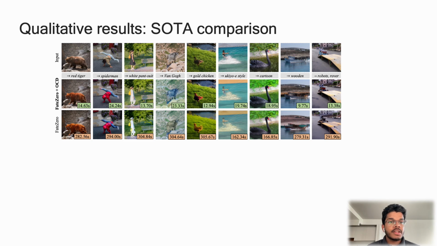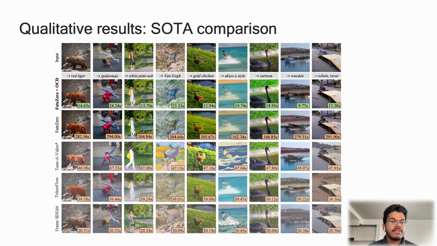And if we look at some qualitative comparisons, compared to our baseline FateZero, we see 10 to 20 times speedup. And even compared to other baselines, we are much more efficient.